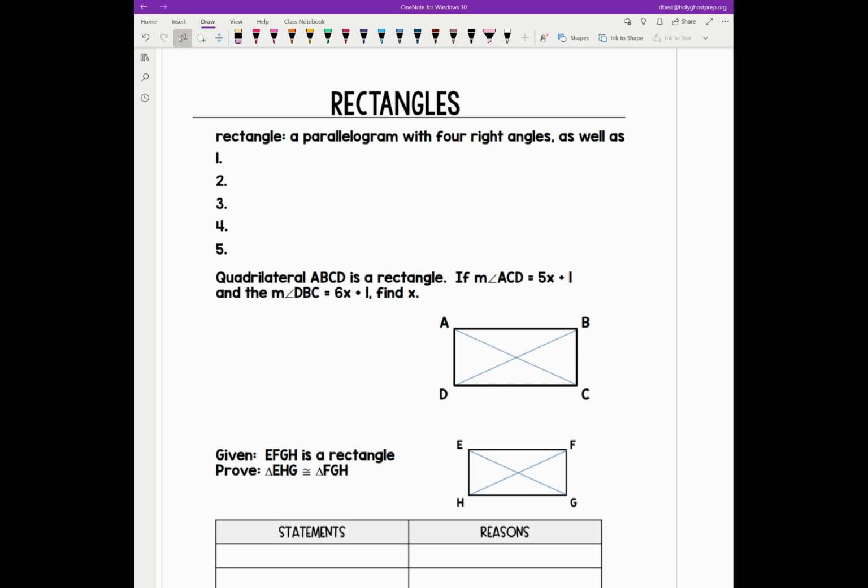So a rectangle is a parallelogram, but it has 4 right angles. That's its special rule. It has all 4 right angles. The other properties that it still has are the opposite sides are both parallel and congruent, which is a property of parallelograms. The opposite angles are all congruent and are all 90 degrees.